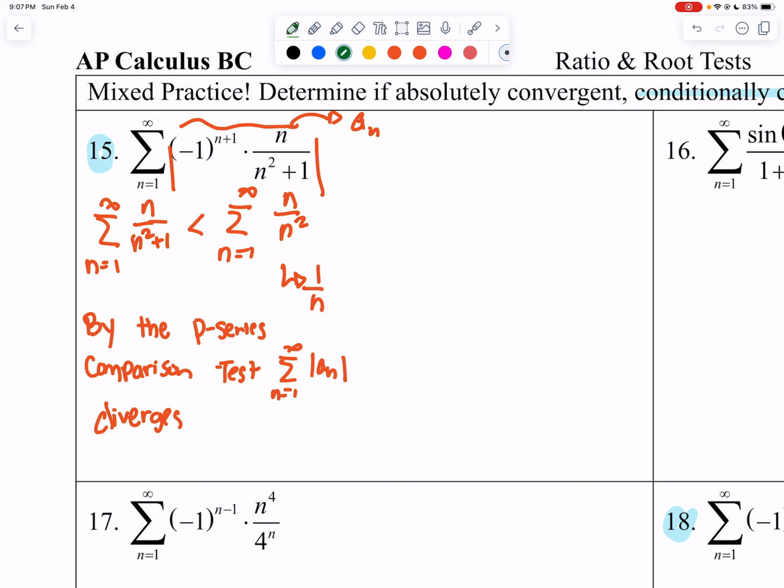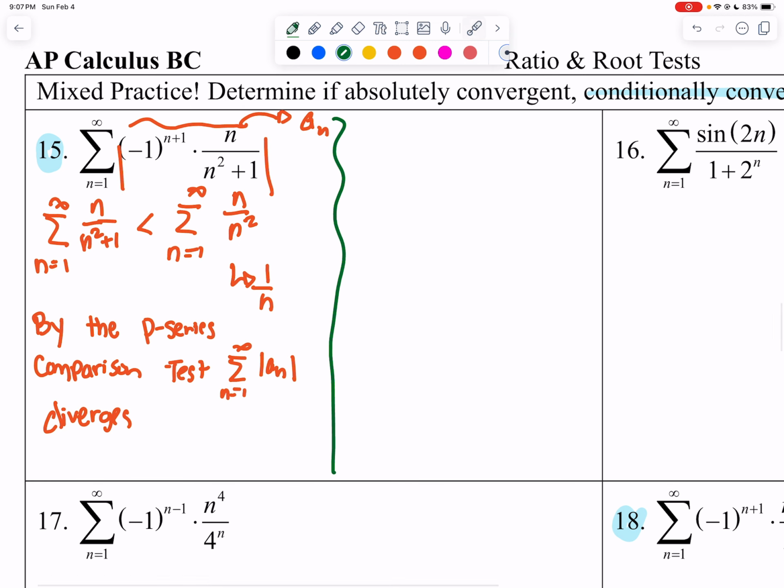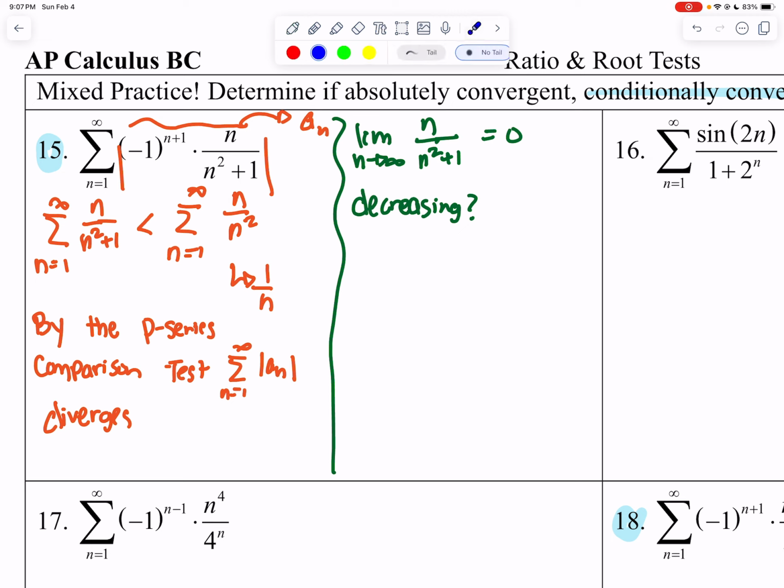Now, because that diverges right there, I'm going to look at my original series using the alternating series test. And the reason why is because I have an alternating series right here, so I only need two things. I need to make sure that my limit approaches 0, which it does. And then I also need to make sure that my terms are decreasing. If my terms are decreasing, then we know that satisfies that condition. And since both conditions are satisfied, I could say that the series is conditionally convergent.